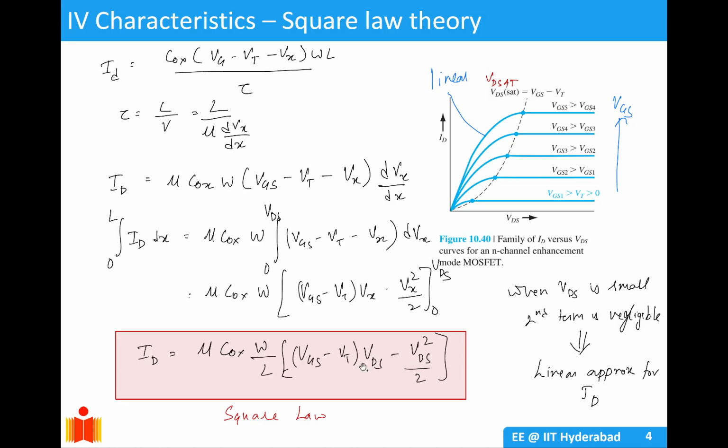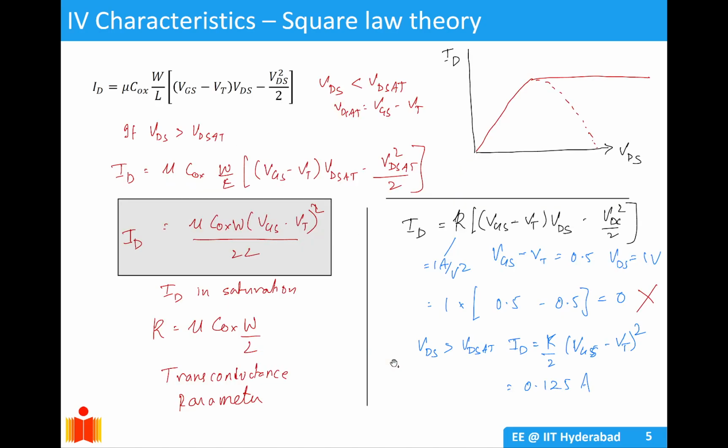Now you can see that for small VDS, this part of the sum is very, very low, and this can then be neglected, and my current just becomes (VGS minus VT) into VDS, which was the formula we got for the linear regime. So this gives us the linear regime approximation, and at pinch off VGS minus VT becomes zero.